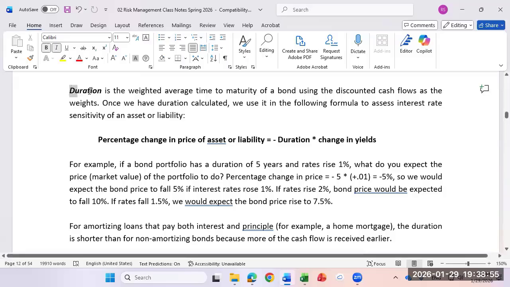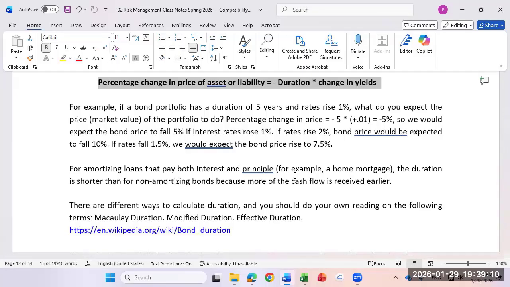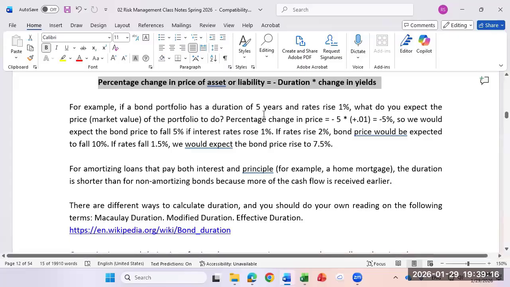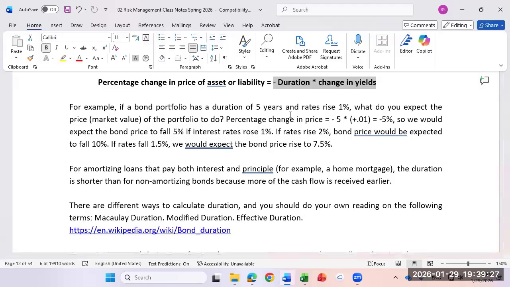So assuming we have duration, how do we use it? Duration tells you very directly your exposure to changes in interest rates. This is a formula every finance major should know off the top of their head. The percentage change in the price of something equals minus duration times the change in interest rates, the change in yields. Why is it minus? Because what do bond prices do when interest rates rise? Bond prices fall. What do bond prices do when interest rates fall? They rise. It's an inverse relationship.